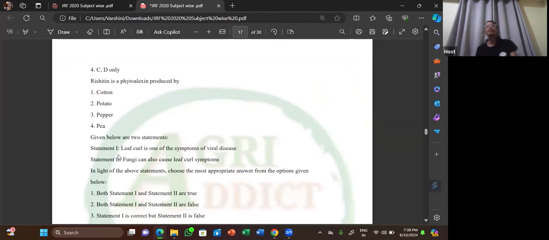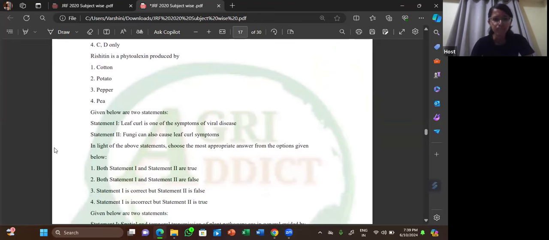Yeah, here is the next question. Please let me know the answer. Given below are two statements. Statement 1, let me read it. Leaf curl is the symptom of viral disease. But statement 2 says that fungi can also cause the leaf curl symptom. You have to say whether this is right or wrong. Please let me know the answer in the chat box. If you have any doubts, I'm very happy to answer. Okay.